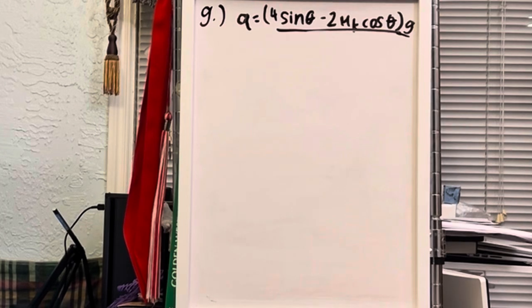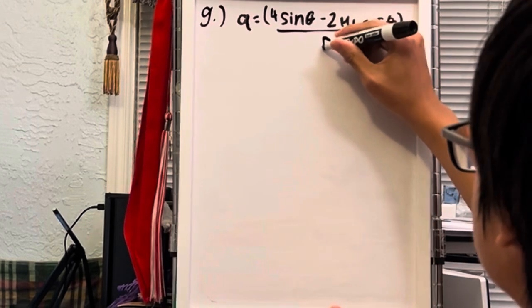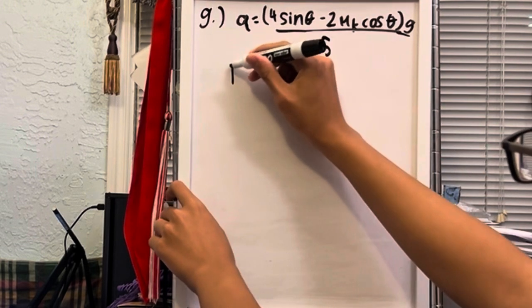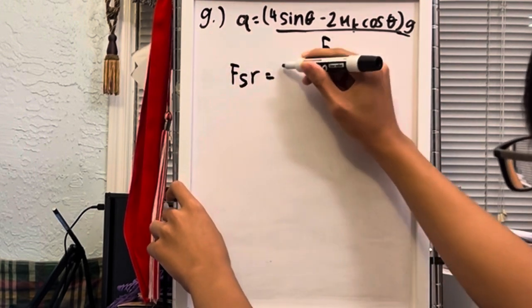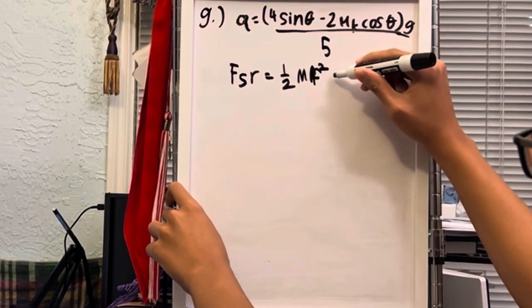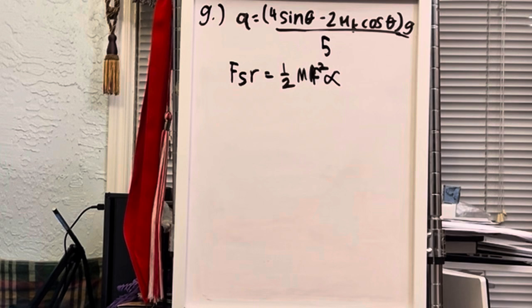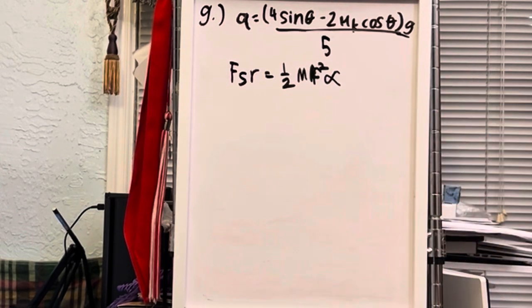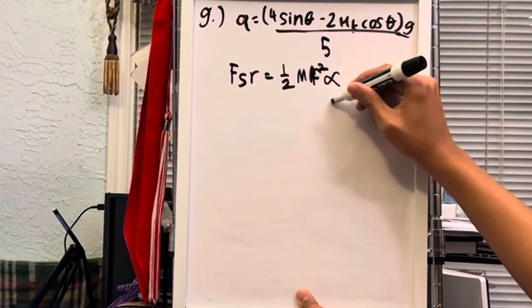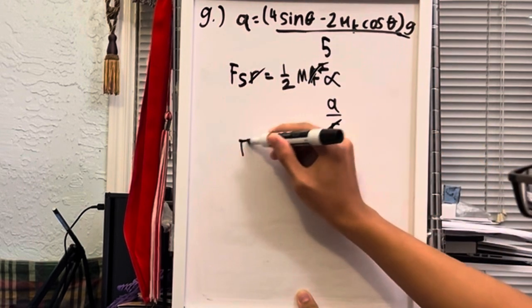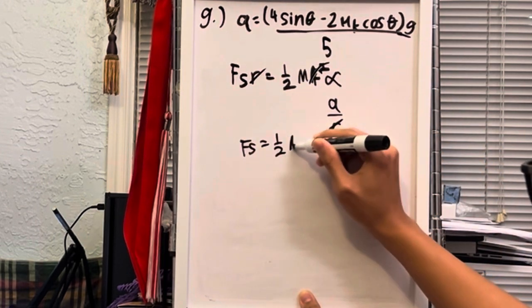Alright, in part F we proved this expression right here, that a is equal to this, right? And in part F we also established that F_s r is equal to 1/2 m r squared alpha, right? And this is I alpha, and I can do 1/2 m r squared because I'm referencing the center of mass, so I don't need to do any parallel axis theorems to account for shifts. So I know this is just a over r. One r cancels here, another r cancels here. I know that f_s is equal to 1/2 m a, right?